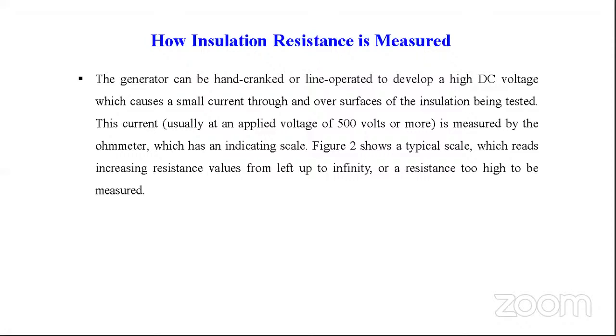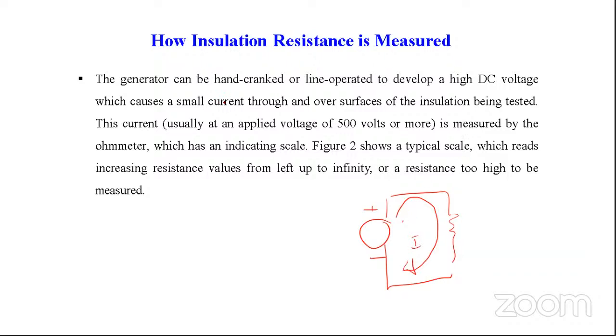Now you see, the generator can be hand cranked, hand driven, or line operated. It may be operated automatically to develop a high DC voltage. Say suppose this is a source, and this source is connected across the resistance. Now if you generate some voltage, what will happen? Due to the closed circuit, some current will flow through the circuit.